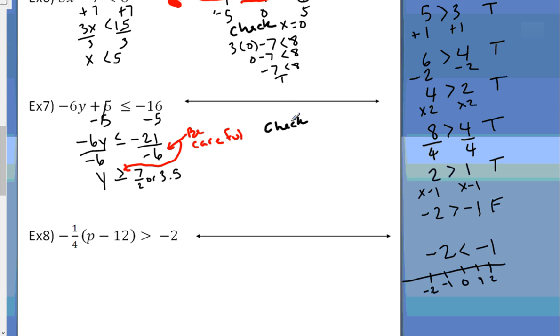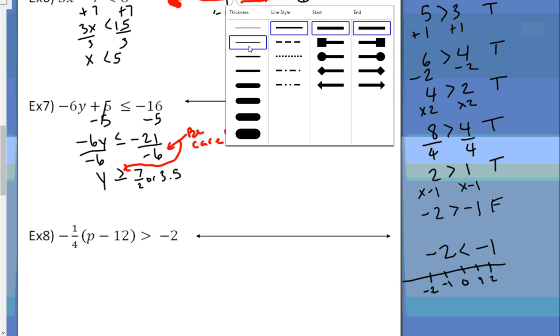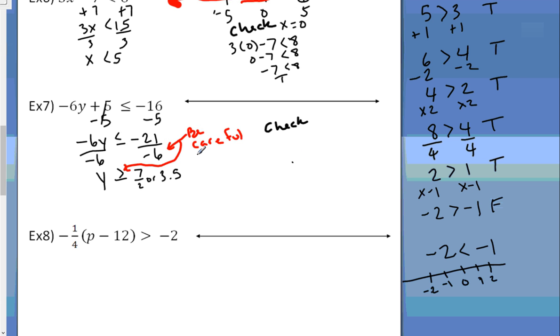And if you forget about flipping the inequality, what will happen is when you come to your check, it's not going to work, okay? But I'm going to check it with a number greater than 3.5. So how about 10? I'm going to check it with 10 because I know that's greater than 3.5, right? So negative 6 times 10 plus 5 should be less than or equal to negative 16. Well, negative 6 times 10 is negative 60. It's a big negative number. Plus 5 should be less than or equal to negative 16, right? Negative 60 plus 5 is negative 55. Is negative 55 less than or equal to negative 16? That's true. It's correct.